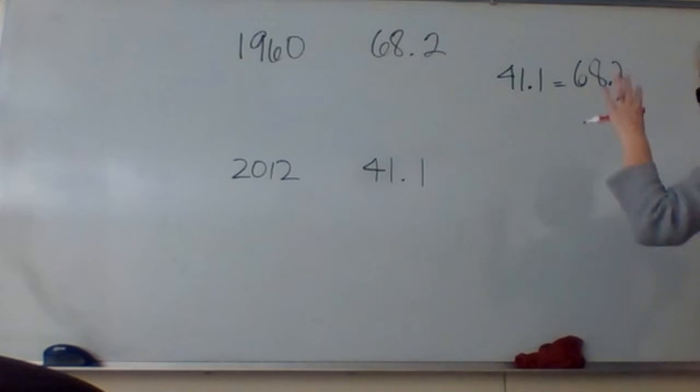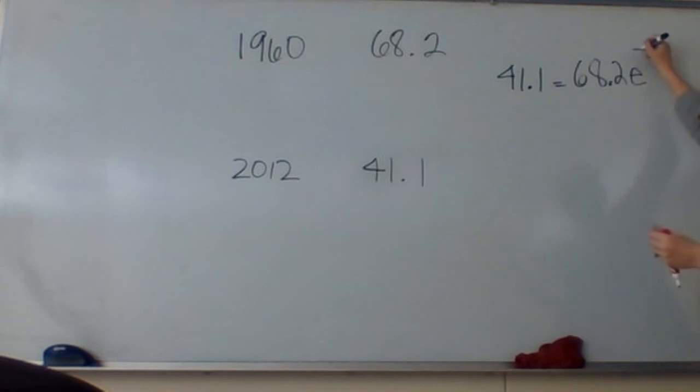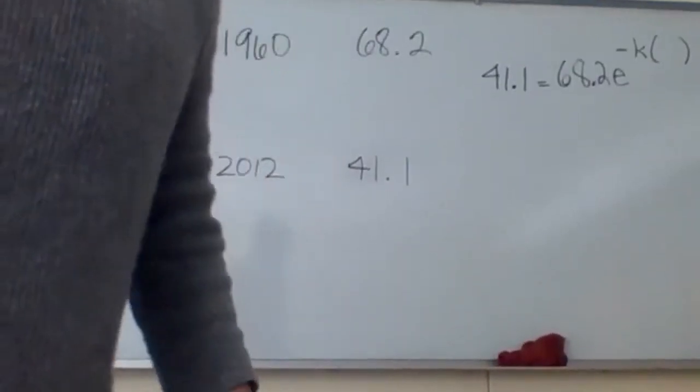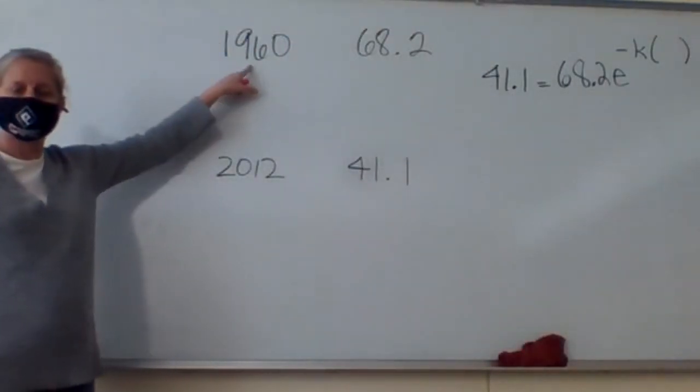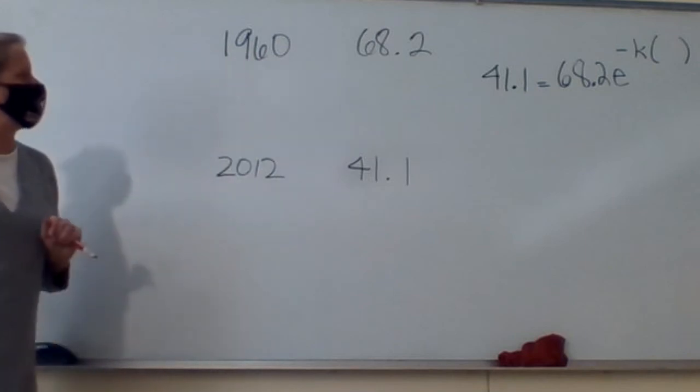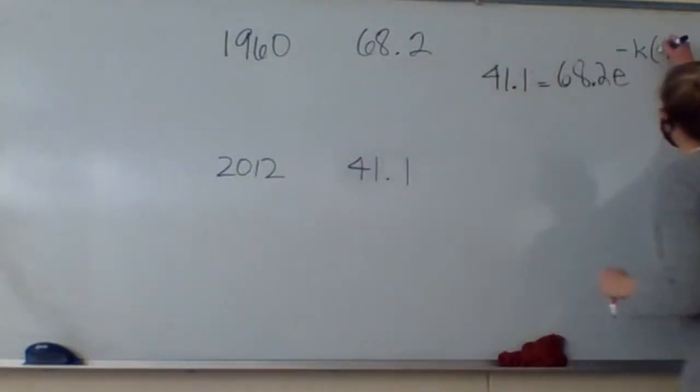Since it's declining, I'm using that decline, that logarithmic model. So I'm going to have e, it's declining continuously to the, since I'm going down, that's where my negative comes in. The formula is going to have a negative right there. I do not know the rate. The rate is written in as a k. That's what I'm going to solve for. Times t, and t is the number of years it took me to get from 68.2% to 41.1%. So you'll just go back to this chart. From 1960 to 2012 is 52 years.